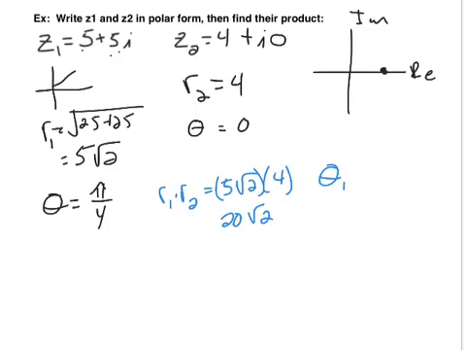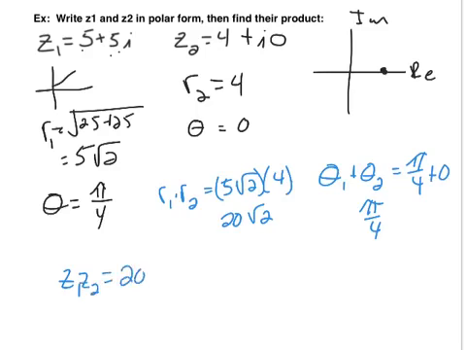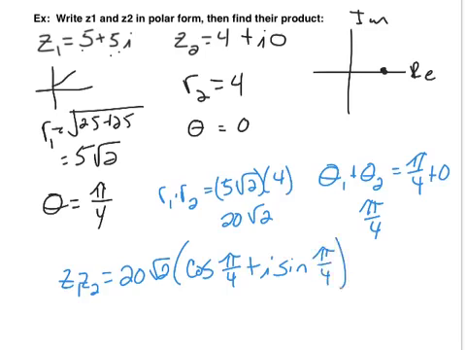To add the arguments, it's pi over 4 plus 0, so it's just going to be pi over 4 in the end. So z1 times z2 in polar form is 20 radical 2 times the cosine of pi over 4 plus i times the sine of pi over 4. And that's how you do these problems when you start with a rectangular coordinate and convert to polar form.